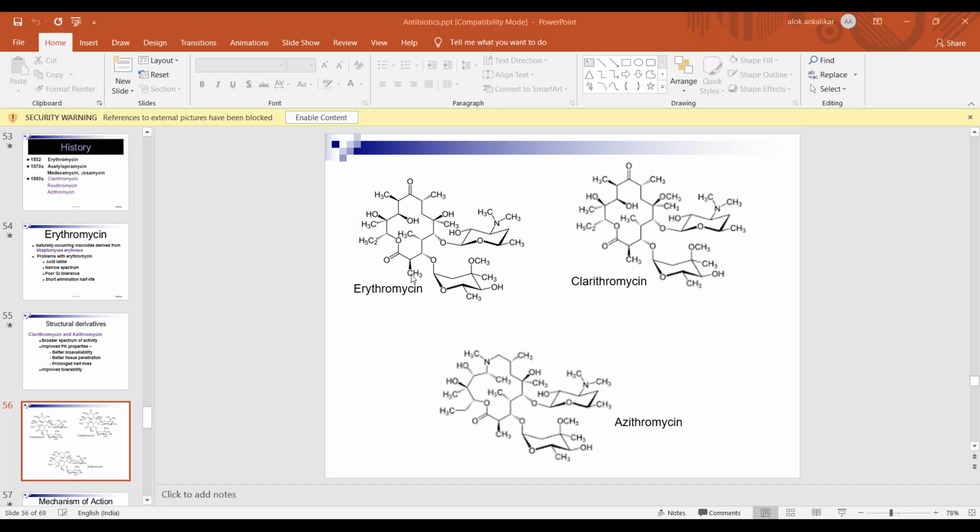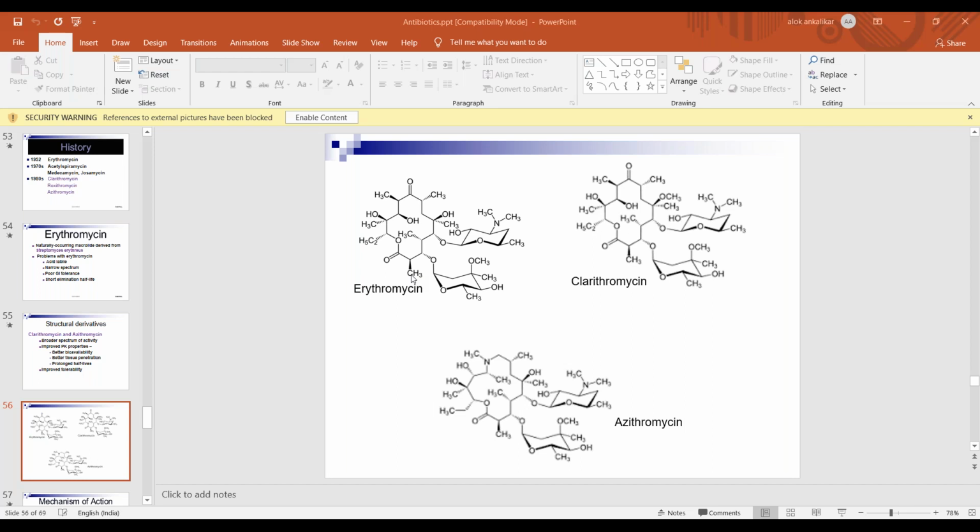A few of them. When you are going through the class on the video, you can note down the structures of all these different examples of macrolide antibiotics. Meanwhile, note down the SAR of macrolide antibiotics. So basically, these macrolide antibiotics are weak bases, and they need to have three main characters so that you can have good antibiotic property. Now, what are the three main characters?